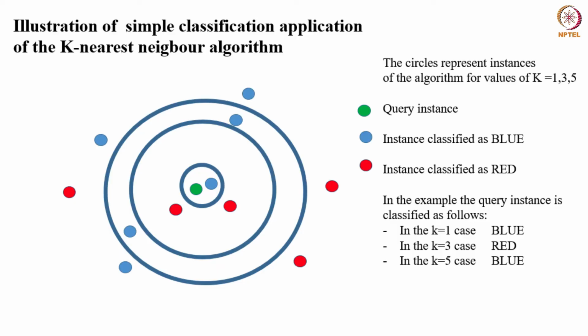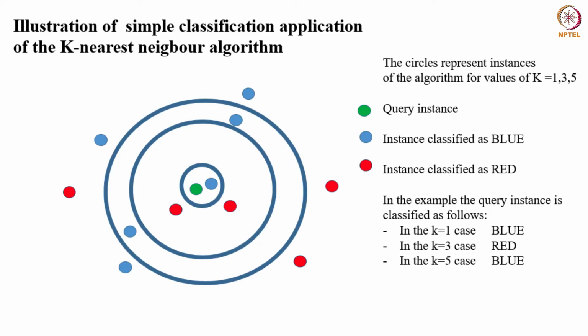On this slide, you can see a very simple illustration of a classification application for the k-nearest neighbor algorithm. It illustrates the outcome of the algorithm for different values of k. In this case, values 1, 3, and 5. So as you can see for the inner circle, you only look at the closest neighbor, which in this case happened to be an instance classified as blue.